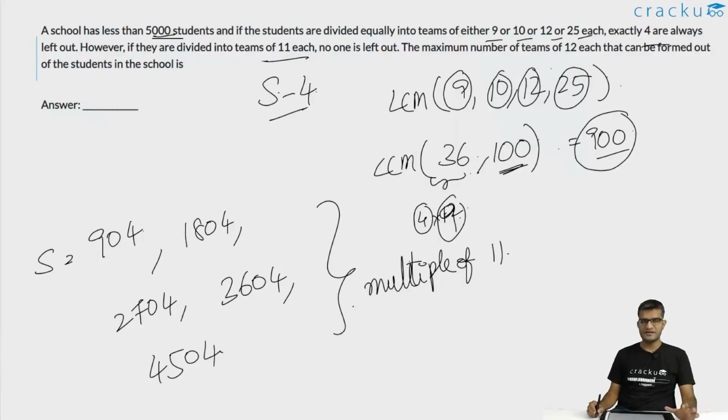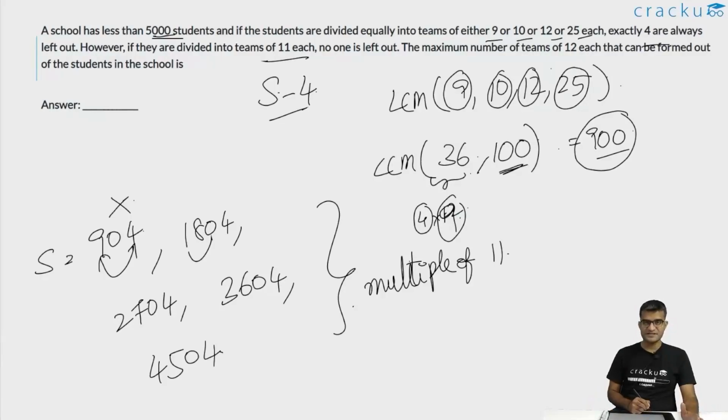To calculate if a number is a multiple of 11, the easiest thing to do is to figure out the sum of the digits in the even places and the sum of the digits in the odd places. If the difference between both of these sums is a multiple of 11, the entire number will be a multiple of 11. Here, for example, 904 is not a multiple of 11 because the sum of the digits in the odd places is 9 plus 4, which is 13, which is not a multiple of 11.